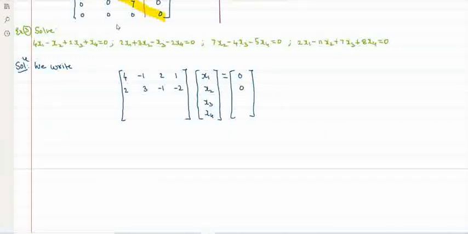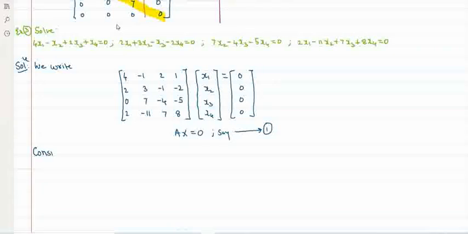What do I have to write here? The x1 term is absent: 0, 7, minus 4, minus 5, 0. Then 2, minus 11, 7, 8, 0. Suppose this is denoted as AX equal to 0. This is number 1.